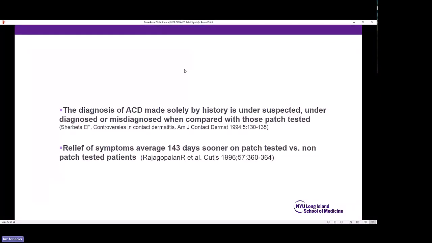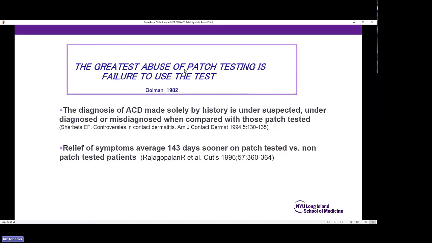So how do you make a diagnosis of allergic contact dermatitis? Well, obviously, patch testing. And the greatest abuse of patch testing is really failure to use this test. Actually, if you make the diagnosis of allergic contact dermatitis only by history, you will undersuspect, underdiagnose, or even misdiagnose them compared to those who actually get patch tested. And the relief of symptoms would be months sooner if you tested the patient as against those patients whom you did not patch test, meaning you picked up the relevant allergen and you told the patient to avoid it.